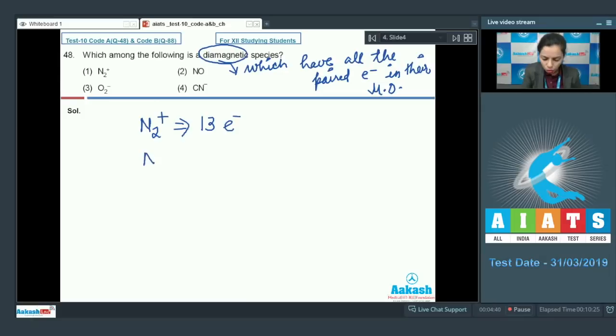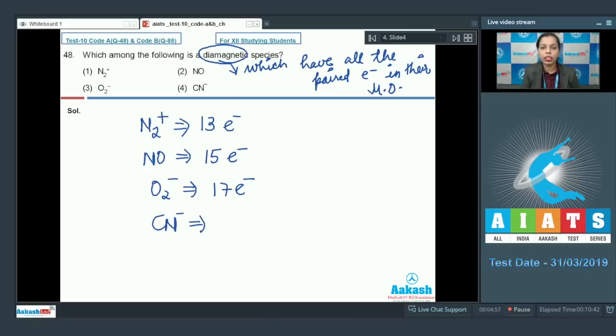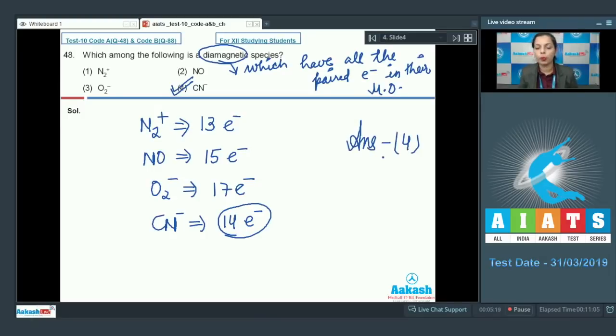Further, if we talk about NO, the number of electron in this case are 7 plus 8. Those are 15 electrons. In case of O2 negative, the total number of electron becomes 16 plus 1, 17 electron. And for CN negative, there would be the total electron which are 14. Now, if these electrons are 14, it means all the paired electrons are there. And if all the electrons are paired, definitely the species is diamagnetic. Because for the paramagnetism, there is a need of unpaired electron. That's why the CN negative is that species which is diamagnetic, and our answer becomes option 4.